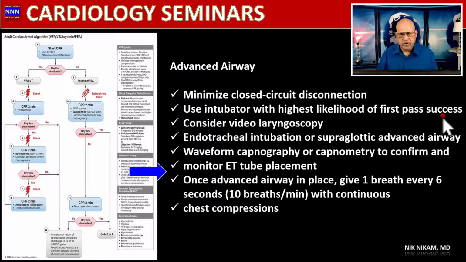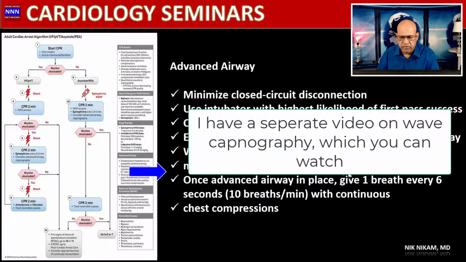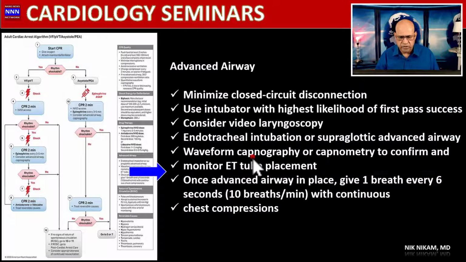If that person cannot do it, just continue with the CPR, use a bag mask, and continue with the CPR. Consider video laryngoscopy. Endotracheal intubation or a supraglottic advanced airway can also be used. Wave capnography will help us to identify how well we are ventilating the patient. Monitor the ET tube placement by listening to the chest. So often we forget to listen to the chest.